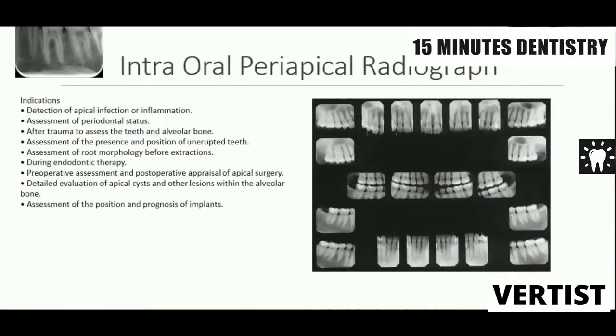Now, this is the intraoral periapical radiograph which you see. When do we take an intraoral periapical? Over here, the ones on the periphery are all intraoral periapical radiographs. The middle four radiographs are the bitewing radiographs, which we will be talking about later. Indications of periapical radiographs are detection of apical infection, assessment of periodontal status, trauma to teeth, assessment of presence and position of unerupted teeth, tooth morphology, endodontic treatment, pre-operative assessment and post-operative appraisal of apical surgery, detailed evaluation of apical cysts, and assessment of position and prognosis of implants.